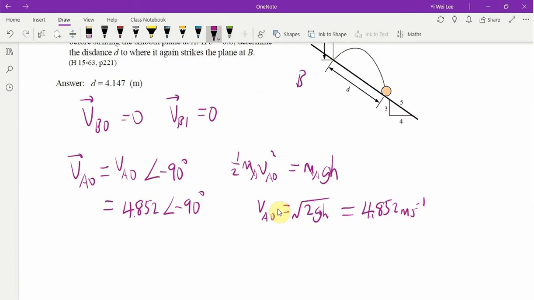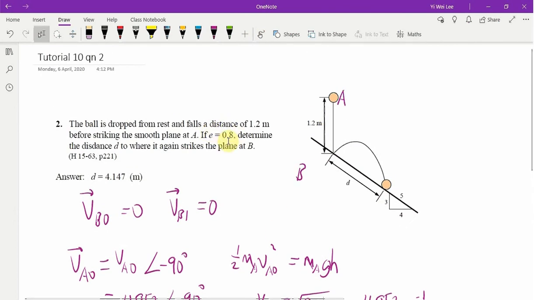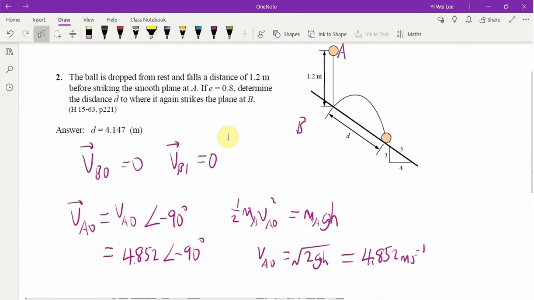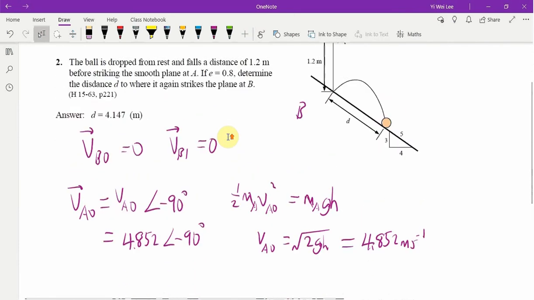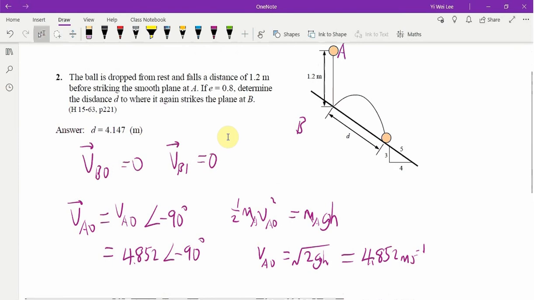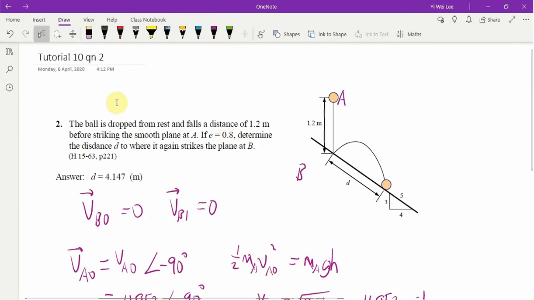Now, as I said, for all collision questions, it's important for us to use the coefficient of restitution equation, because there is a coefficient of restitution given to us. To use this equation, we always want to resolve velocity into the direction tangential to the collision plane and the direction normal to the collision plane. So in this case, this is the collision plane, right? So apparently this is the collision plane.